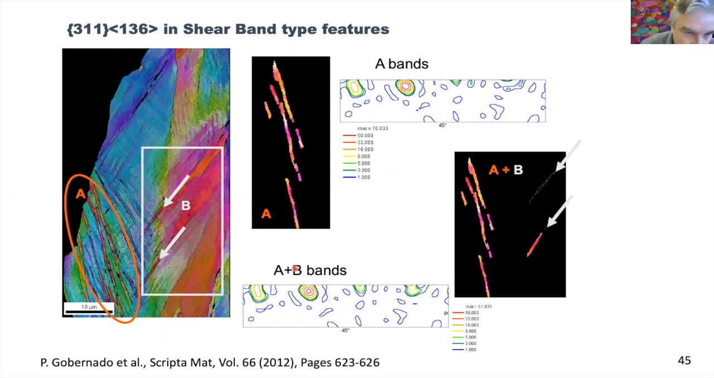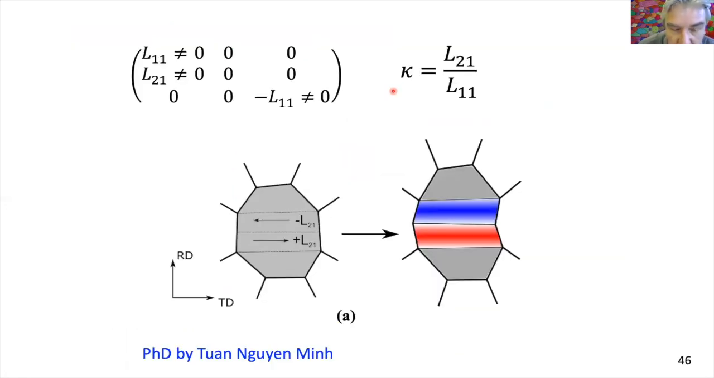And indeed, if you look very close, this was work of Patricia Gobernado, we can see here actually shear band features in the deformed grain, which indeed have the 311, the enigmatic component, let's call it like that, 311136. In terms of modeling, we did some attempts by Tuan, and in fact, we don't have a conclusive argument. Otherwise, I wouldn't call it the enigmatic component any longer.